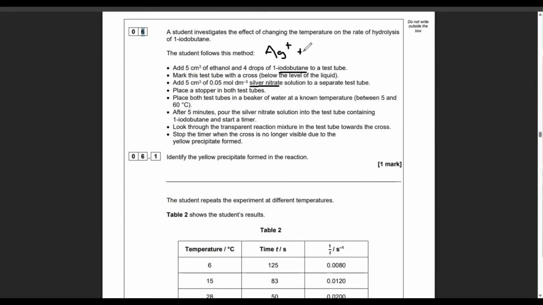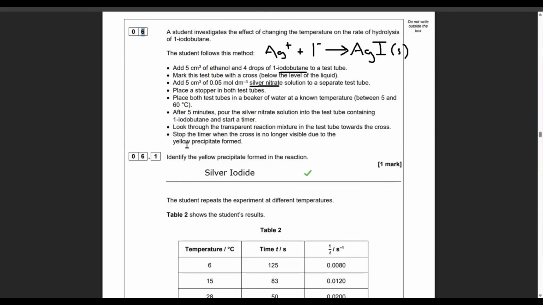Well, we've been told they've added silver nitrate here to iodobutane. They're kind of doing a disappearing cross experiment. You should know all your halide tests. So silver ions plus chloride ions make a white precipitate, silver plus bromide ions a cream precipitate, and silver with iodide ions forming silver iodide is a solid yellow precipitate. Beautiful. That's going to get you a mark, nice and easy.